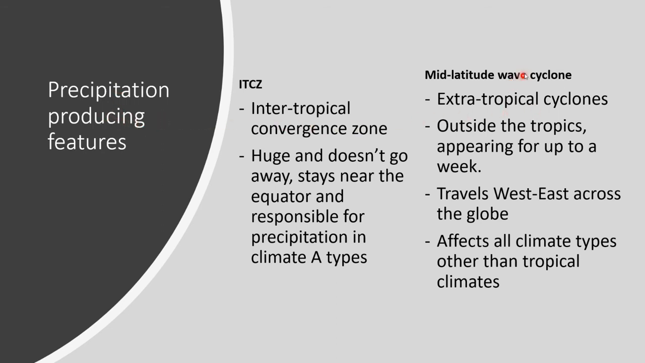I will show you the animation where it will show you how it moves and affects all climate types other than tropical climates. ITCZ usually affects climate A types, which are in the equatorial region, and the mid latitude wave cyclone is available in all other regions. So these are the two things you need to know. Just keep these two things in mind: ITCZ and mid latitude wave cyclone. These two names will give you the hallmarks for two of the questions. That's why it's really important for you to know.